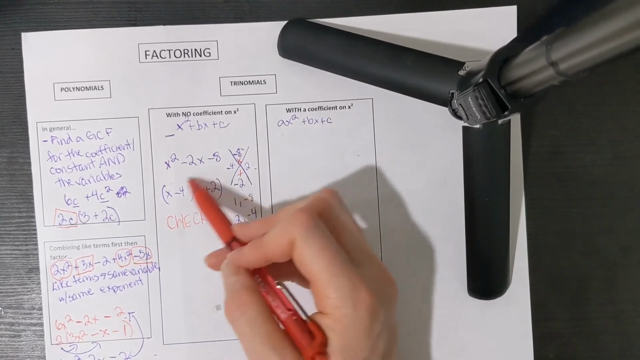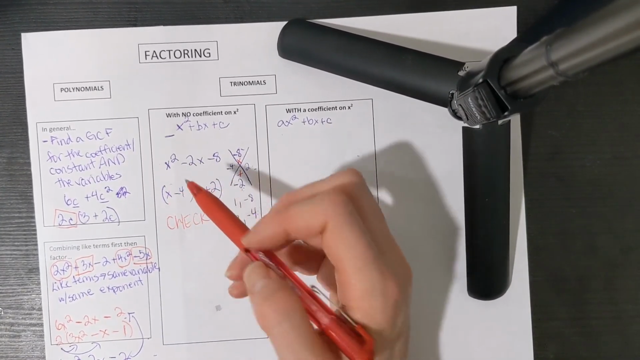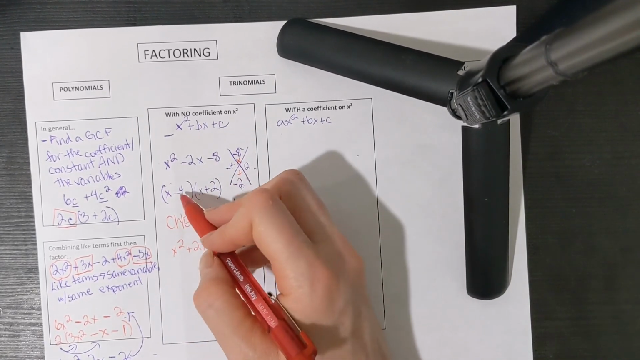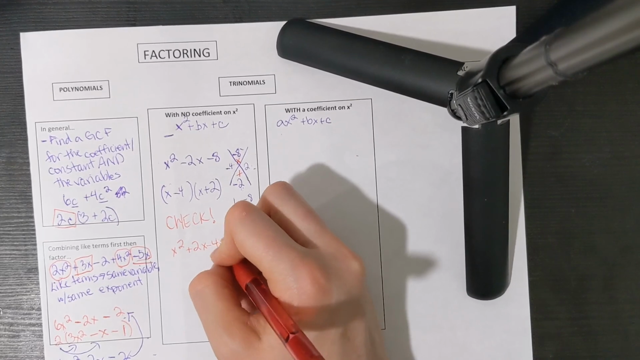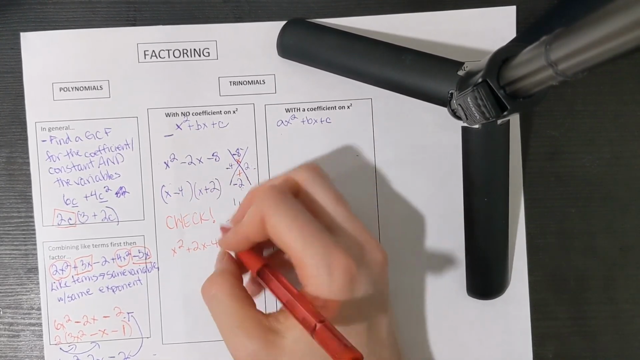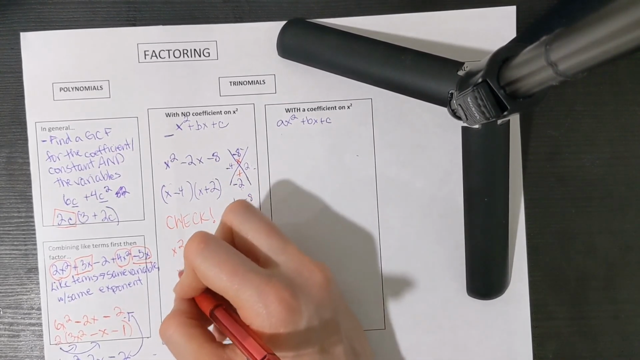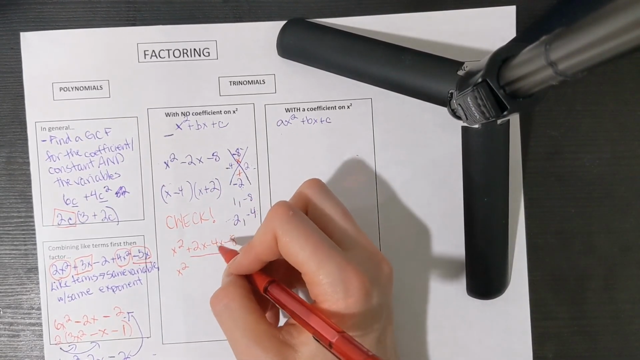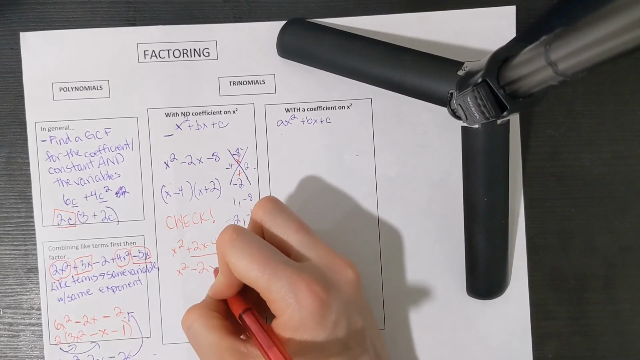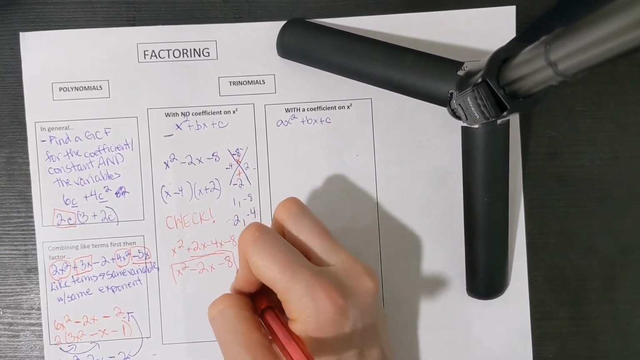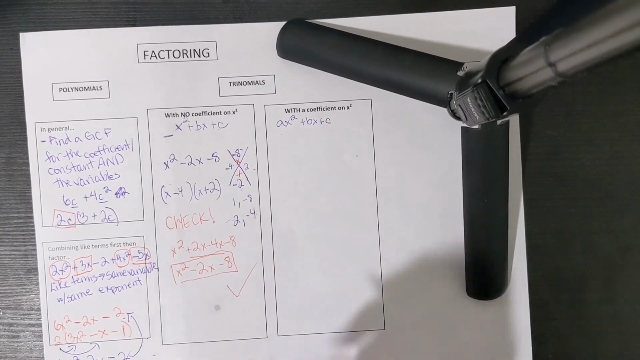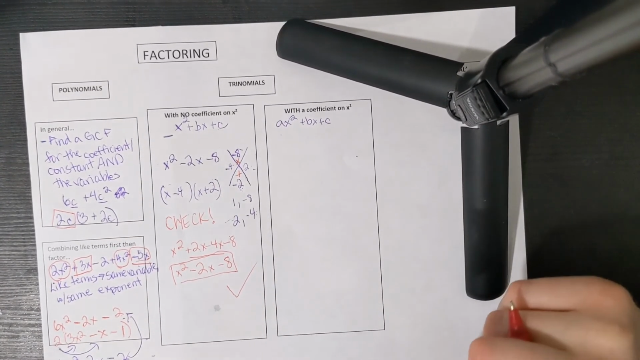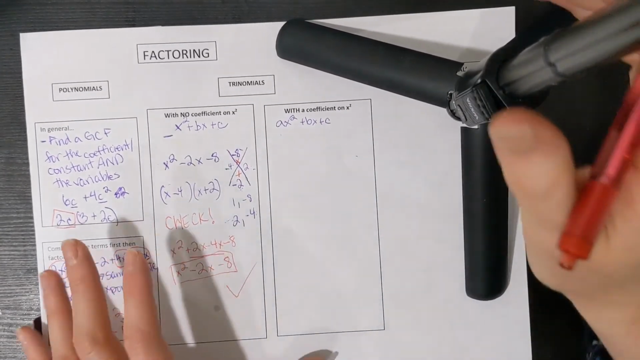So let's see, does this bring us back to here? Well, x times x is x squared. x times 2 is 2x. Negative 4 times x is negative 4x. And negative 4 times 2 is negative 8. When I combine these two, because they're like terms, same exponent on the same variable, I get my original polynomial. Hurrah! There we go. So it's correct. I've checked it. I know I'm good to go. I have the right factors.